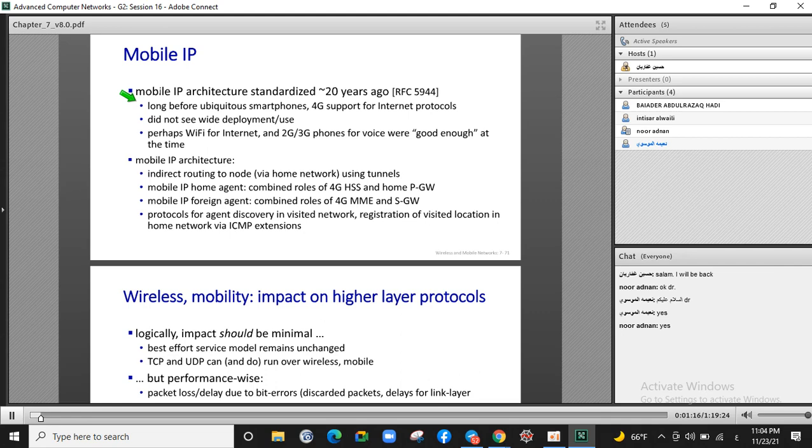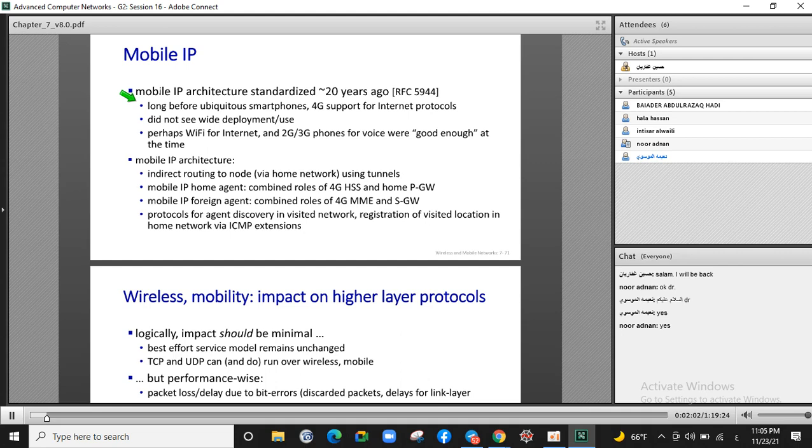During the last sessions, we talked about wireless networks and only a short topic remains about mobile IP. What is mobile IP? Mobile IP is a standard for mobile devices over the IP platform. This standard was presented in RFC 5944 20 years ago as the mobile IP architecture.